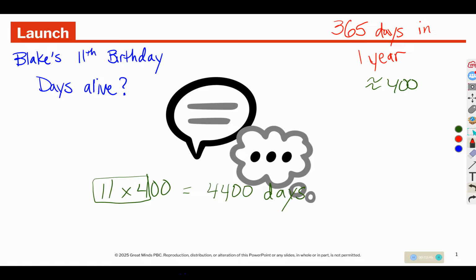I could also round down. If Blake was 10, and there are 365 days in a year, when I multiply by a 10, it shifts the place values, or shifts the decimal, so I need an extra 0. This one was rounded down, so it was an under approximation, and this one is rounded up, so that one is an over approximation.